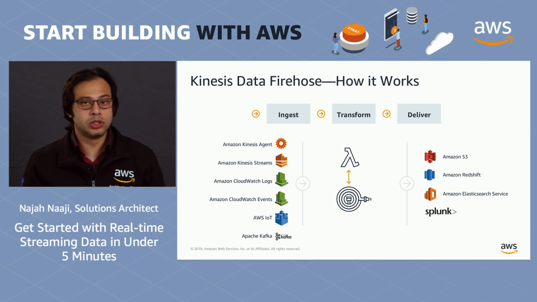The final step is delivery. Kinesis Data Firehose supports delivering to 4 different services: Amazon S3, Amazon Redshift, Amazon Elasticsearch, and also Splunk. You can choose one of these destinations, and after it's set up, we'll continuously deliver data to those destinations.